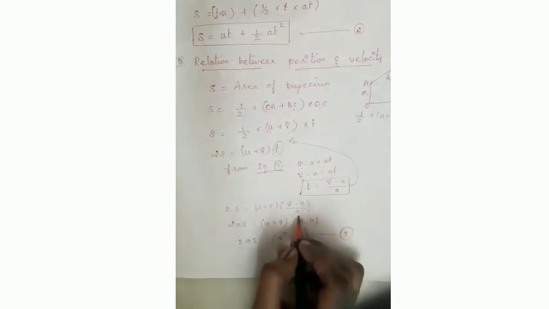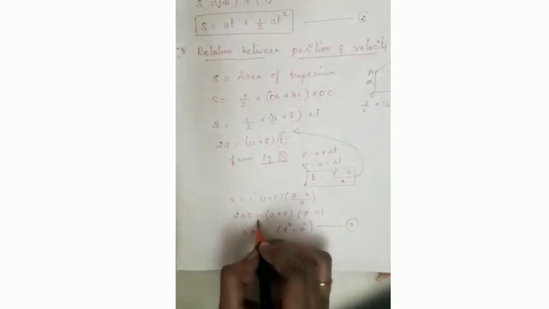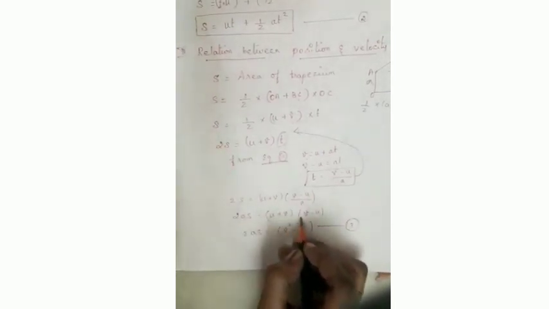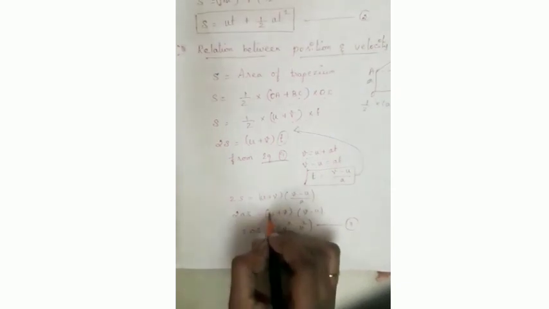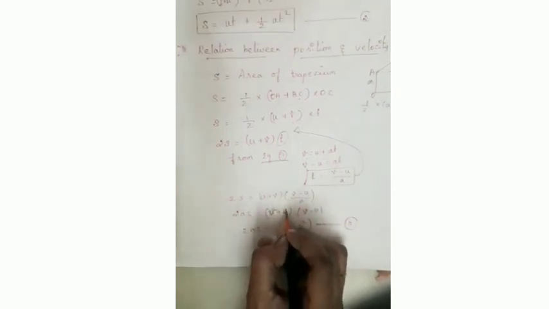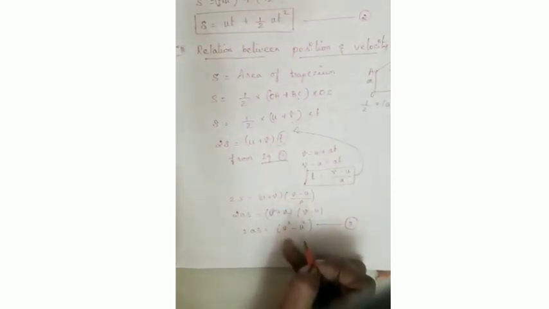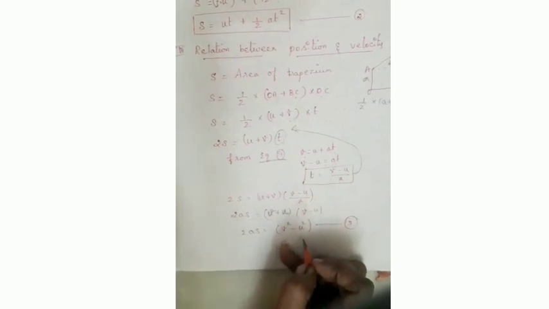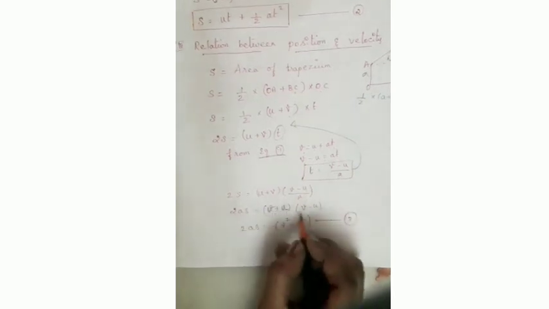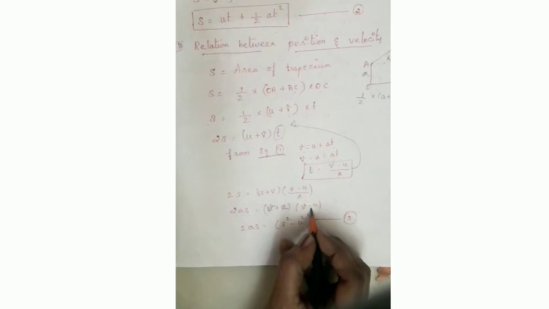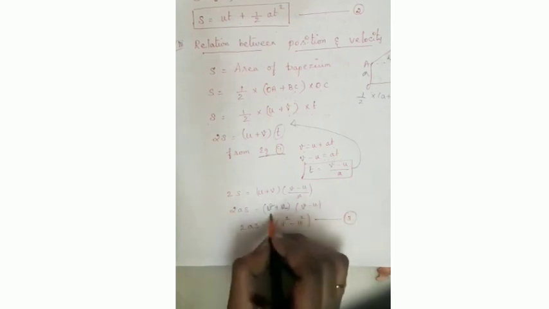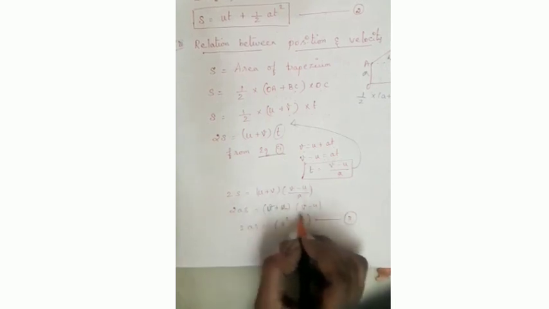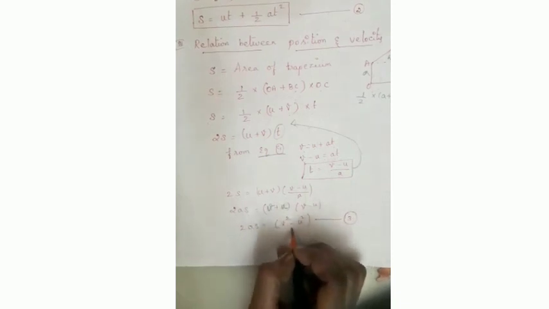Again take this a to the left-hand side: 2as is equal to (u plus v) into (v minus u). u plus v we can write as v plus u, the meaning will not change. (a plus b) into (a minus b) is a squared minus b squared. Likewise, (v plus u) into (v minus u) is v squared minus u squared. This is the third equation of motion.